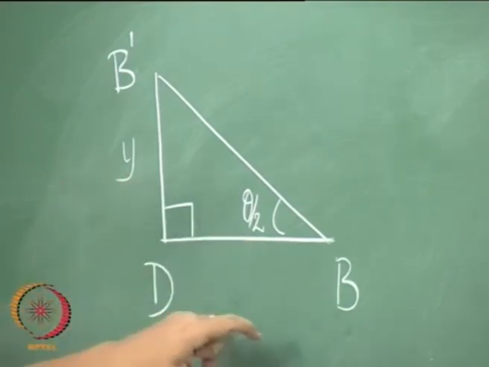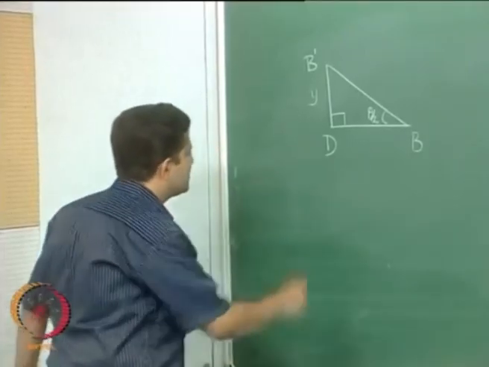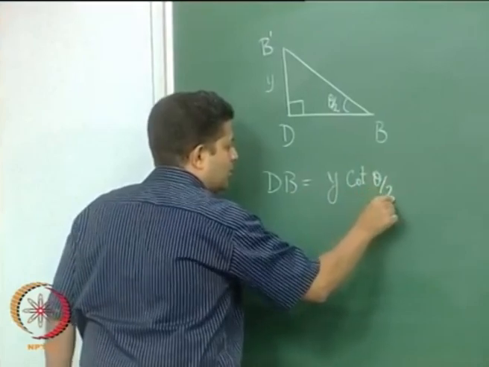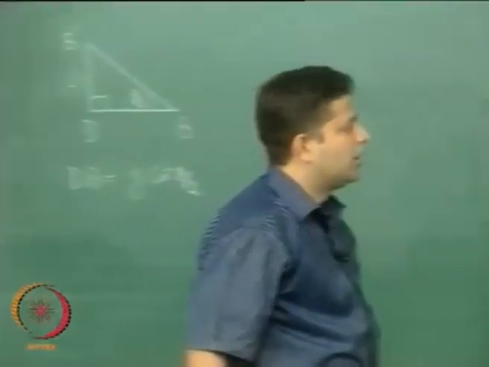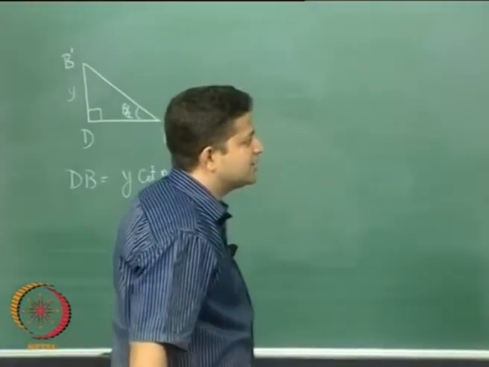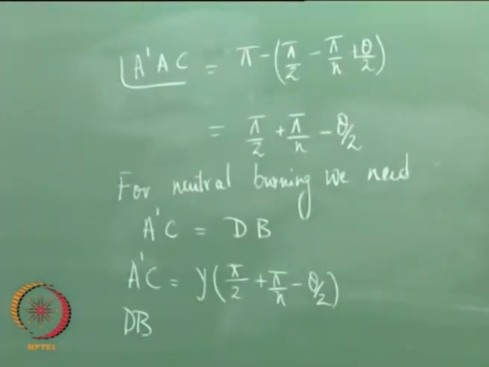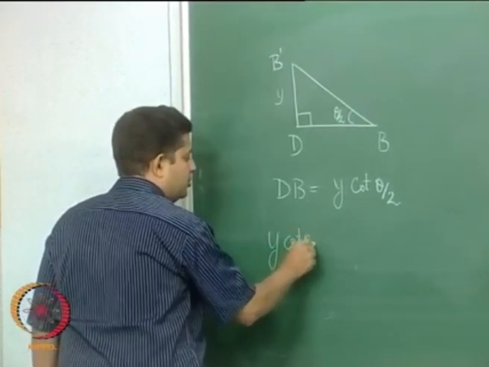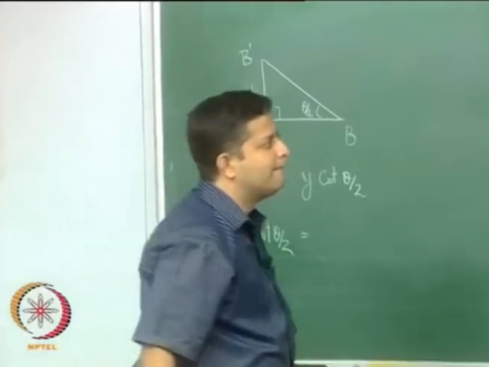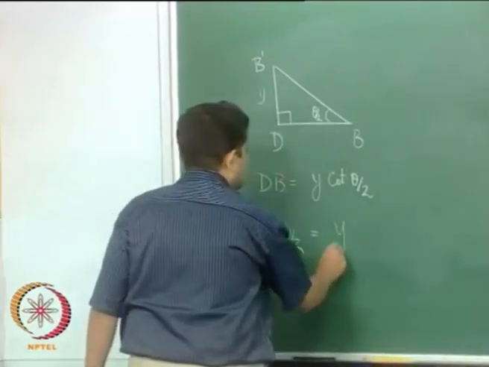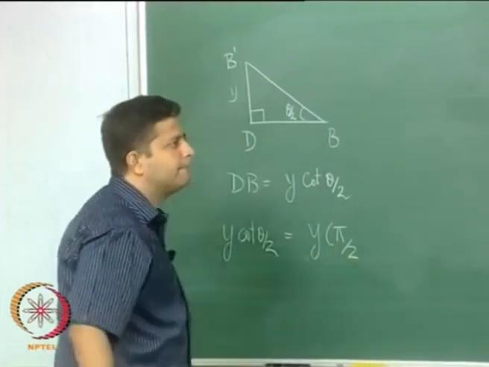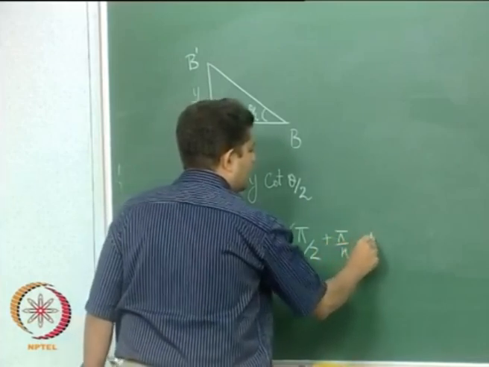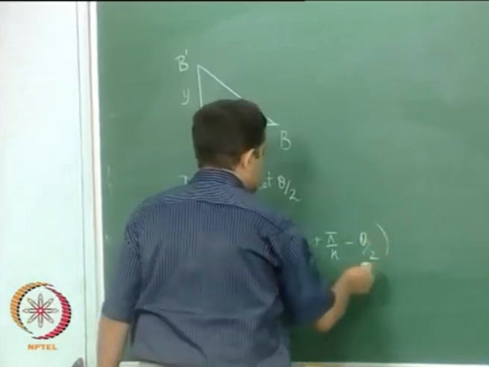This is nothing but y cot(theta/2), and dB is nothing but... So if you look at the condition for neutrality, then AC' should be equal to dB. dB we have found out, AC' we have found out. Let us equate the two. So y cot(theta/2) must be equal to y into (pi/2 + pi/n - theta/2). These two must be equal.